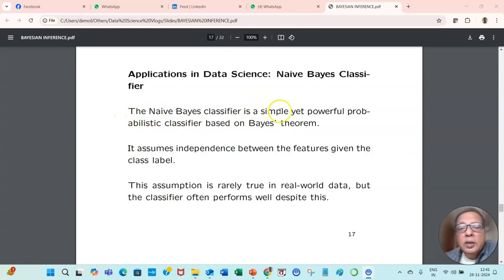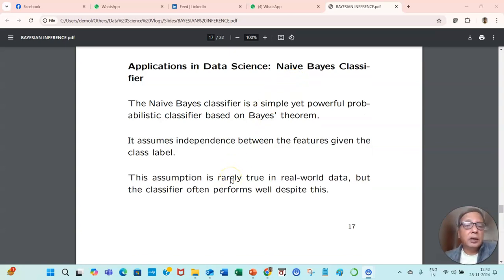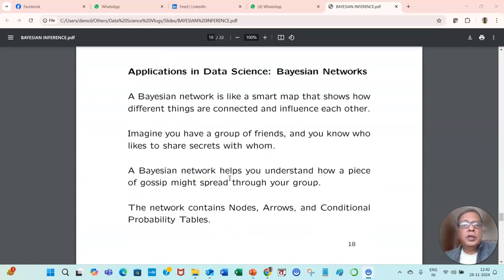The naive-Bayes classifier is a simple yet powerful probabilistic classifier based on Bayes' theorem. It assumes independence between the features given the class label. This assumption is rarely true in real-world data, but the classifier often performs well despite this. There is an assumption of independence which is rarely true, but if we assume it, then this naive-Bayes classifier has a high success rate. Then Bayesian networks.